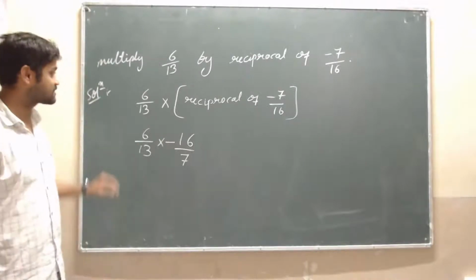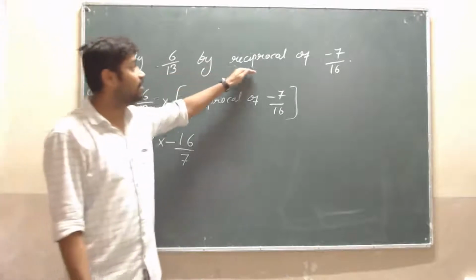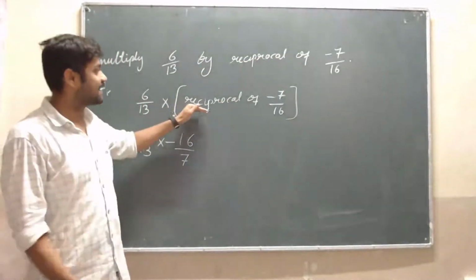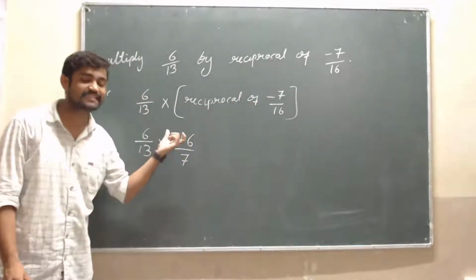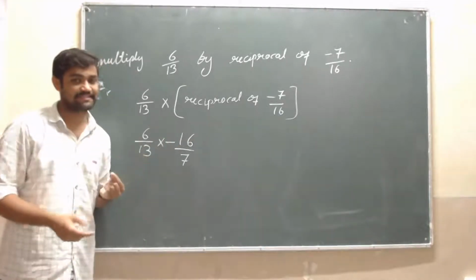Okay, one more time I will explain. As it is 6 by 13, it is 6 by 13. In the question we have the reciprocal of minus 7 by 16, isn't it? The reciprocal of minus 7 by 16 is minus 16 by 7. We have to concentrate on the sign, that is minus.